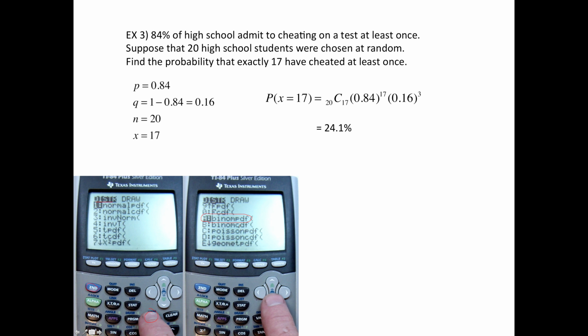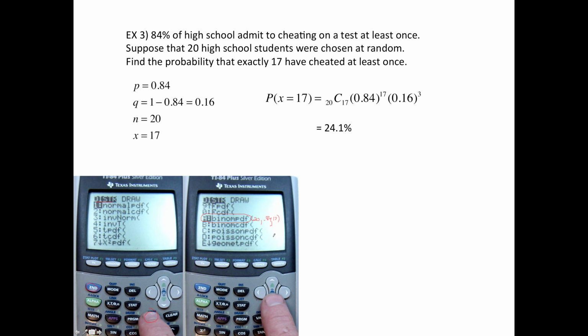But on the next screen, there's two possibilities. One is it will just put these letters. So if you have an operating system that is a little bit older, also known as a little bit better, then it will just put this on the screen. And then right here, you would put the n is 20, comma, and then you would put the p is 0.84. Sorry, my writing is so sloppy with this. And then the x is 17. Put a parenthesis and hit enter.